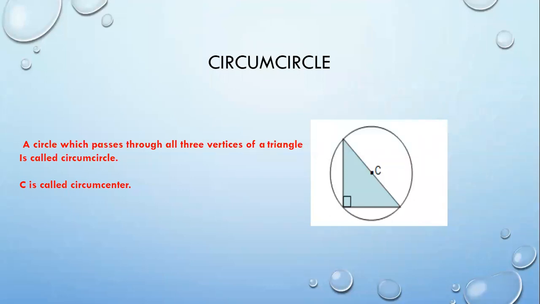Then our next one is circumcircle. What is a circumcircle? A circle which passes through all three vertices of a triangle is known as a circumcircle. So the triangle is inside the circle and the vertices of the triangle should touch the circle. And point C is known as the circumcenter. The center of the circumcircle is known as the circumcenter.